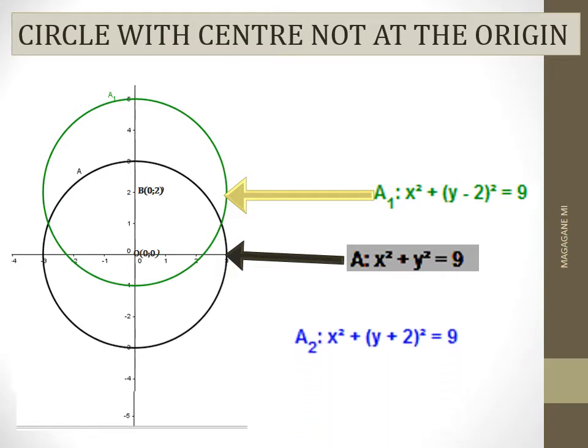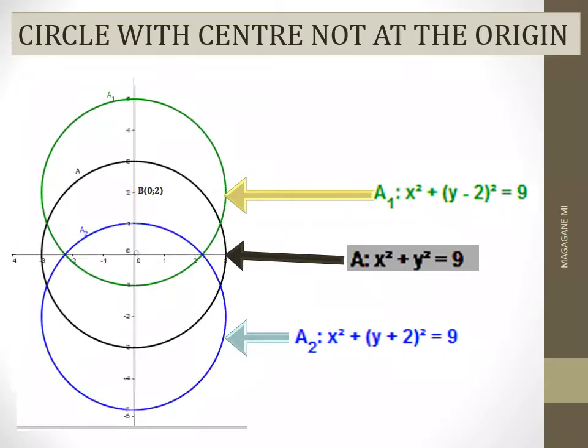So now let's look at when b is negative. When b is negative, the graph will shift down by 2 units, and the coordinates of the center are (0, -2). So if you have (y + 2)², your center will be (0, -2). Don't forget that our a is 0. That's why we have 0.